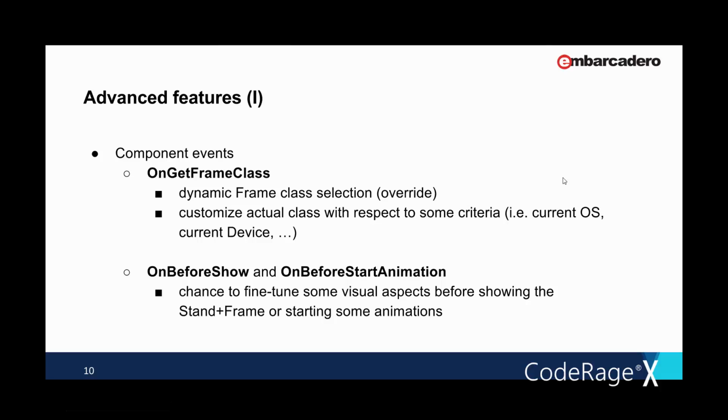Okay, so back to my slides, I just want to tell you that there are some other advanced features, but I'm not going to cover them in this presentation. I simply want to state that there's a mechanism to dynamically select or override the actual frame class that is being used at runtime, and this can be useful to customize behaviors on specific criteria that you can define yourself, maybe the platform, the device, or things like that.